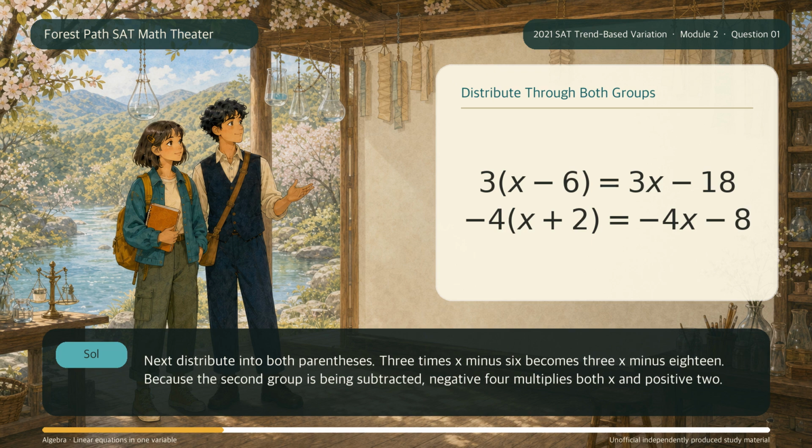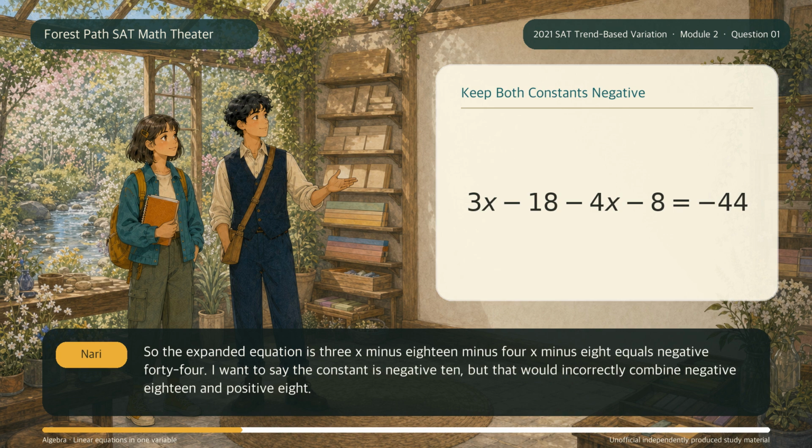Next, distribute into both parentheses. 3 times x minus 6 becomes 3x minus 18. Because the second group is being subtracted, negative 4 multiplies both x and positive 2. So the expanded equation is 3x minus 18 minus 4x minus 8 equals negative 44. I want to say the constant is negative 10, but that would incorrectly combine negative 18 and positive 8.